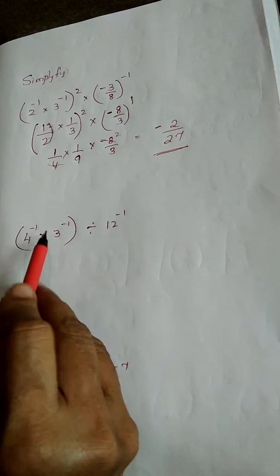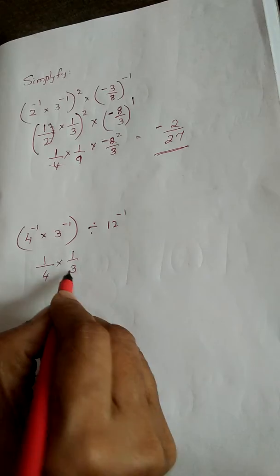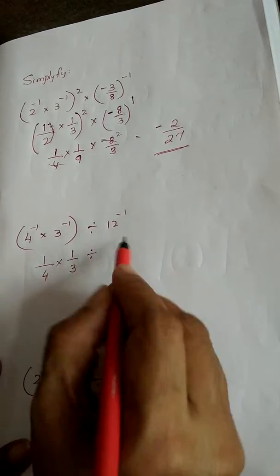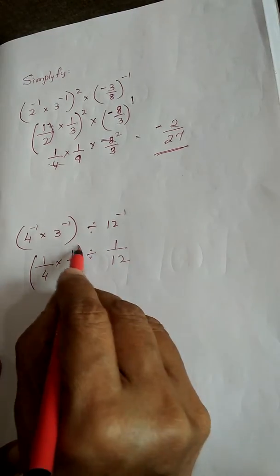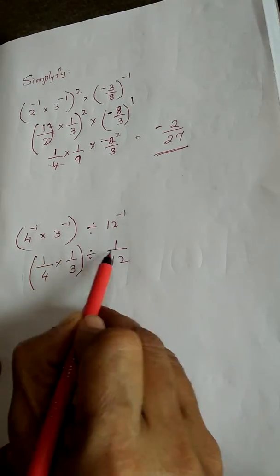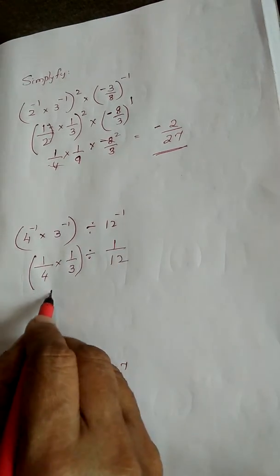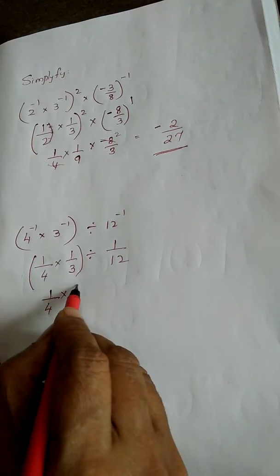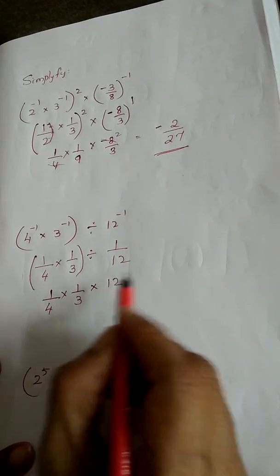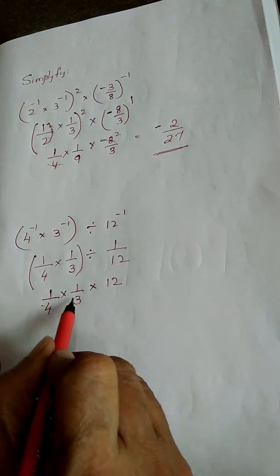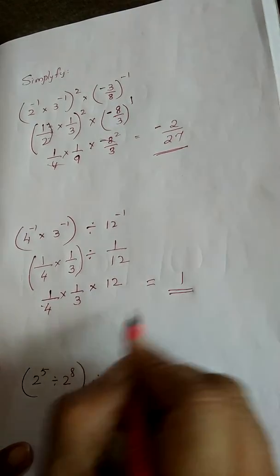In this, again we will convert this negative to positive. So 1 by 4 into 1 by 3 divided by, so I'll put a bracket here, 1 by 12. If you don't put the bracket, that means you have to first divide this. So we will put a bracket, 1 by 4 into 1 by 3 into 12. Now we can cut it. 4 into 3 and 12 will get cut. That is equal to 1.